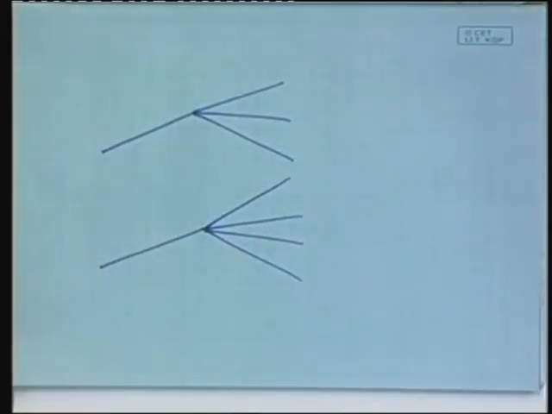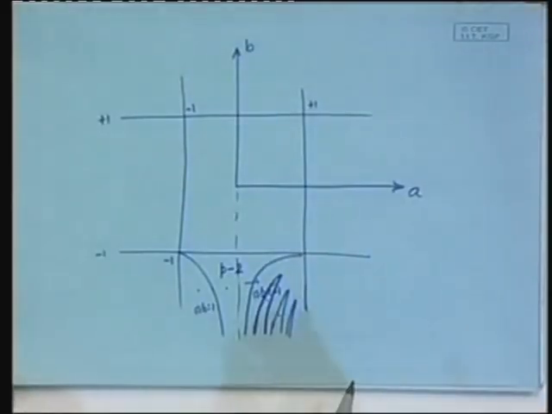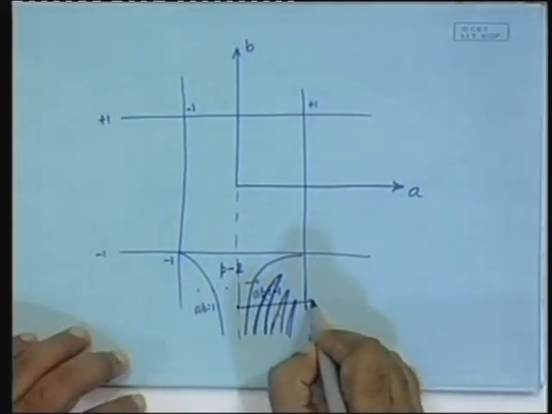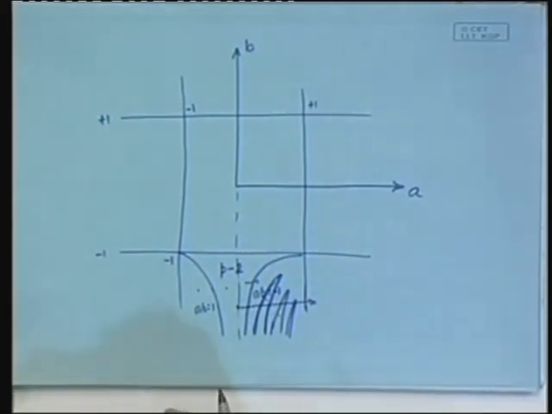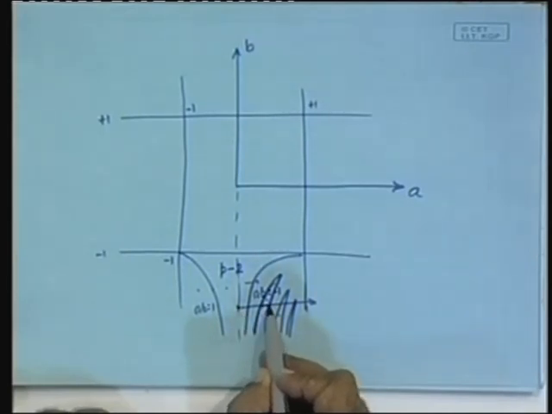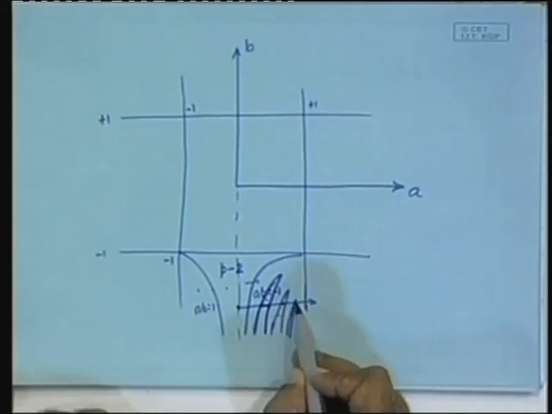Now, if I take the parameter mu to be positive and I vary the bifurcation parameter A like this, what will you see? Here it will be a period 2 orbit, then here it will be a chaotic orbit, here it will be a period 3 orbit, here it will be a period 4 orbit, and so on and so forth.